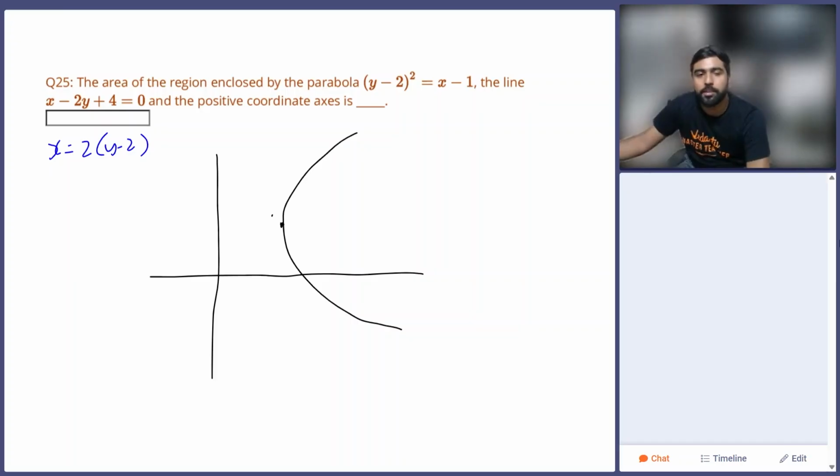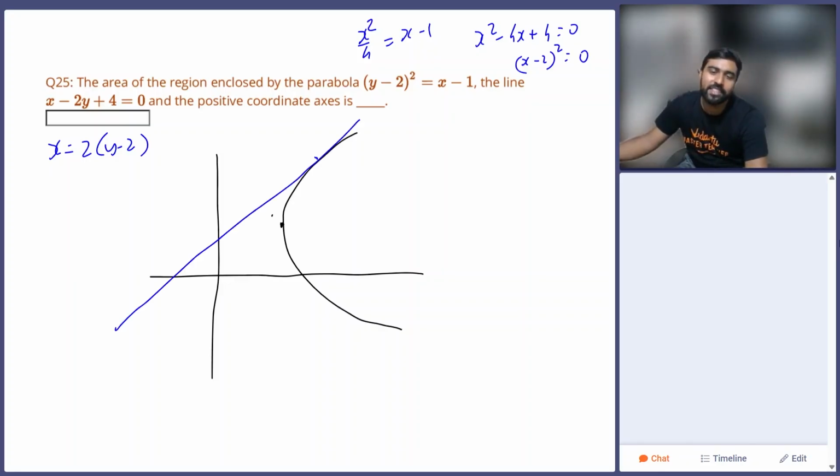And if I try finding the point of intersection over here, what will I get? I'll substitute y minus 2 as x by 2. So x square by 4 is equal to x minus 1. So what is this? x square minus 4x plus 4 equals 0. That's (x minus 2) whole square equals 0. So there's only one point of intersection, which means this line is tangential to this parabola over here. At least I believe you guys remember this much, right? So here the x coordinate is 2.